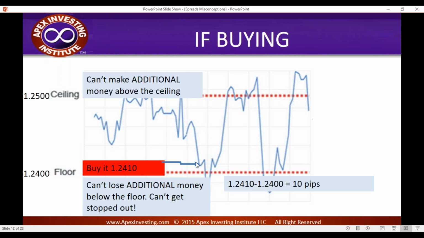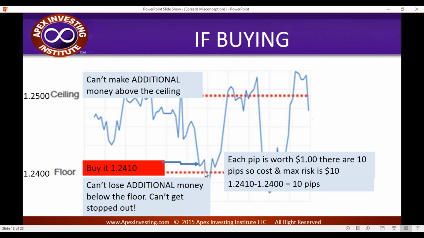I buy right here at 24.10. So I buy right here thinking the market's going up. But what immediately happens? The market pops up and then boom, comes down against me, right? But I bought at 24.10. The floor is 2400. I have 10 pips of risk, $1 a pip, $10 of risk, right?